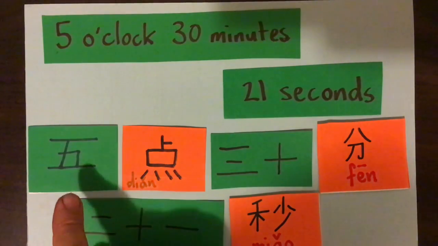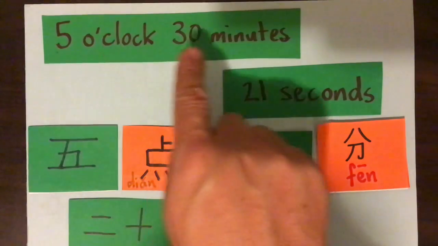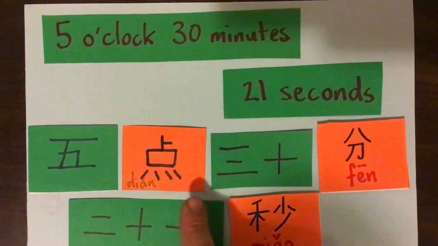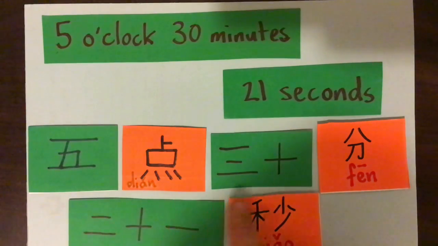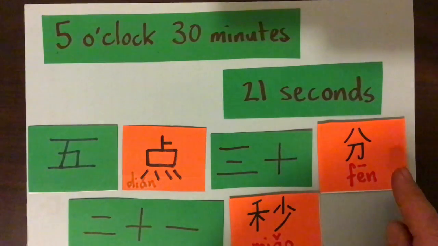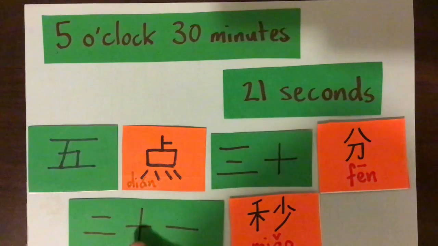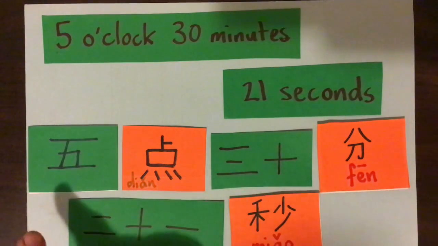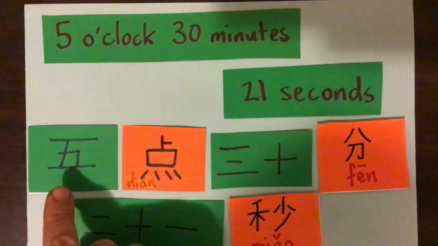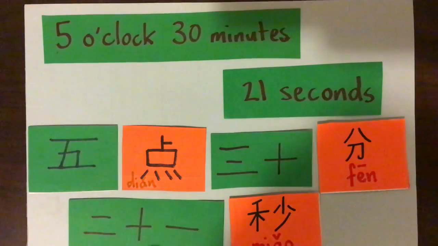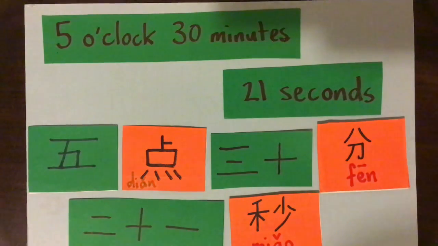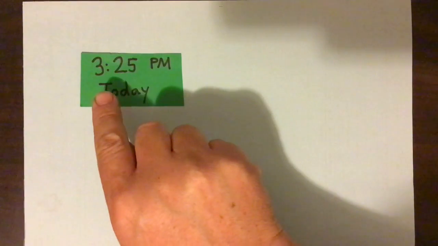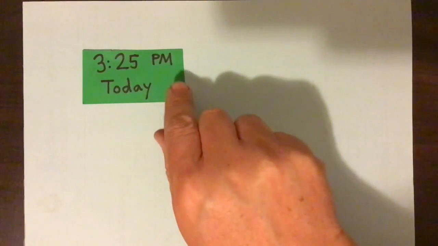So let's go through that again from the start. 5 o'clock, 30 minutes, 21 seconds. Wu Dian, 30分, 21秒. I'll do it a little bit more quickly. Wu Dian, 30分, 21秒.